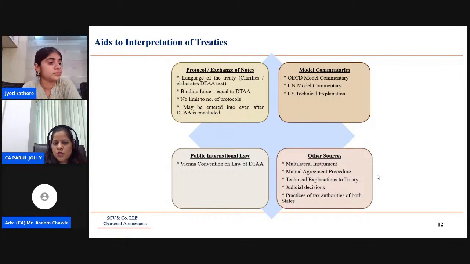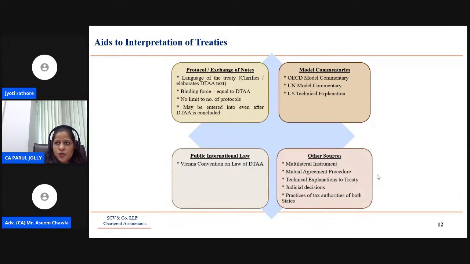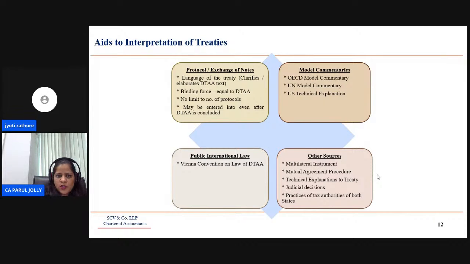There are other sources which also help in interpretation of treaties: the multilateral instruments, mutual agreement procedures. There are technical explanations to the treaties. We have international decisions. Sometimes we refer to an international decision to understand a term or a purpose of a treaty. And the practices of the tax authorities, the practical approach of the tax authorities of the two countries, also aid in interpretation of a treaty. So we will spend some time on the model commentary before we move further.